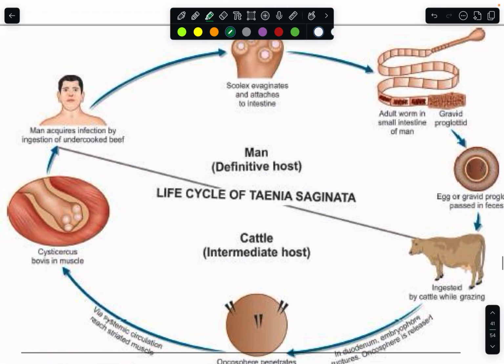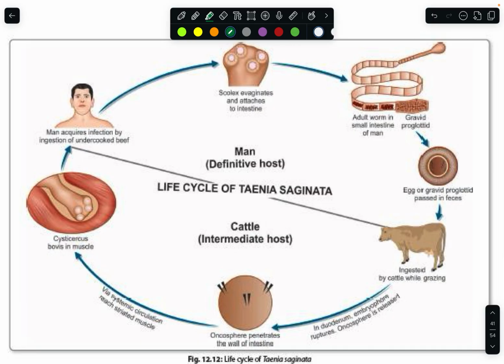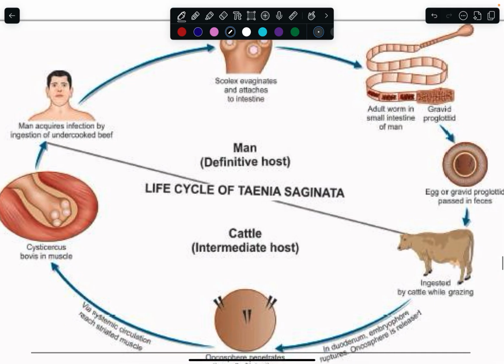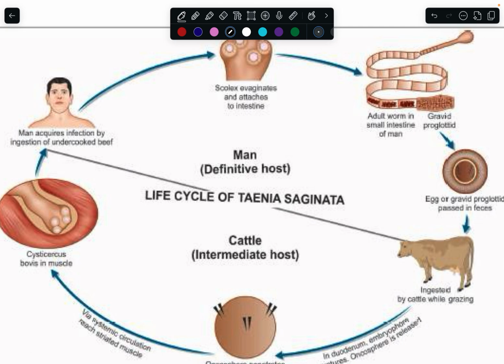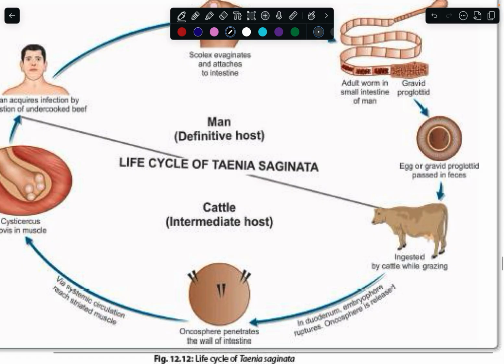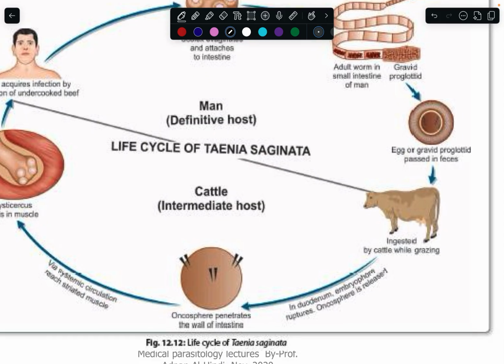We went through the cycle. This is a visual way to see it. Let's start with the man acquires infection by ingestion of undercooked beef. Scolex evaginates and attaches to intestine. The adult worm in the small intestine of man takes 2 to 3 months to be fully developed. The eggs or gravid proglottids pass in feces.